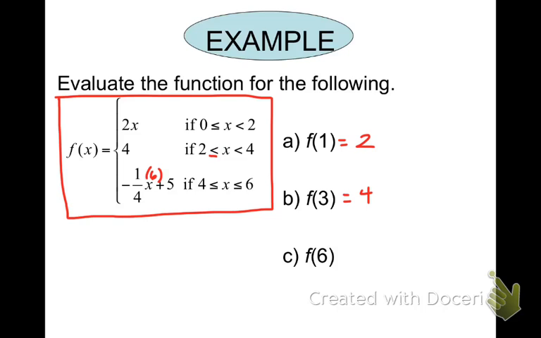Negative 1/4 times 6 is negative 3 over 2. Yeah? Negative 3 over 2 plus 5. That's negative 3 over 2 plus 10 over 2. So it looks like we get 7/2. Did I do that right? I think so. Hopefully. So f of 6 evaluated is 7/2.